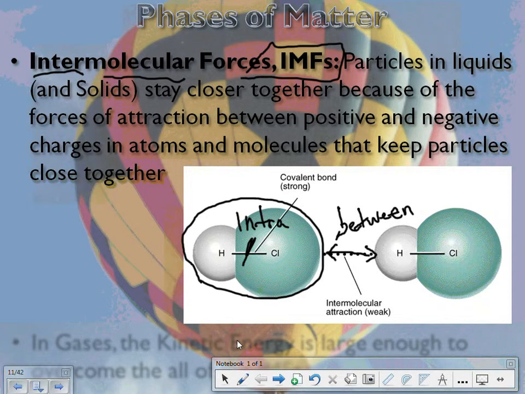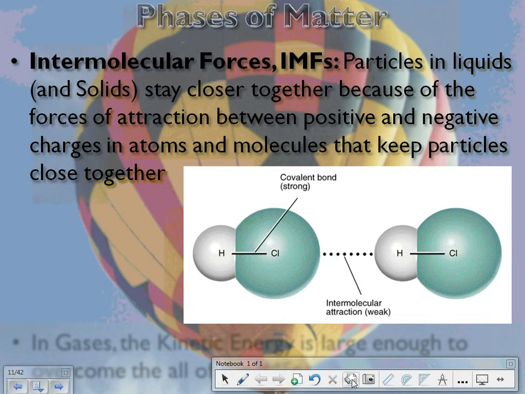Okay, so what would happen if we added heat to these particles? Then they would start to move faster, right? And as they move faster, they would probably move farther away from one another. And if they're farther away from one another, then that attraction between them gets less. It would be lower.